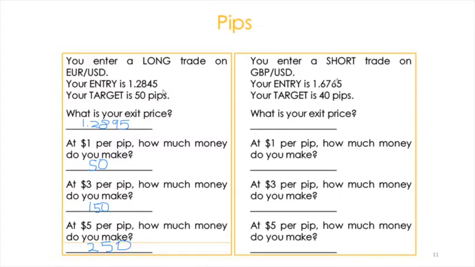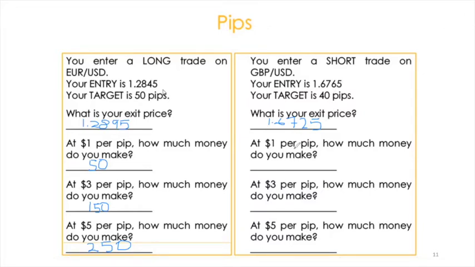Now you go to the bearish. You enter at this price. The target is 40 pips. So what is your exit? 1.6725. It's a bearish short, the price is going down, isn't it? So the entry is not your exit.